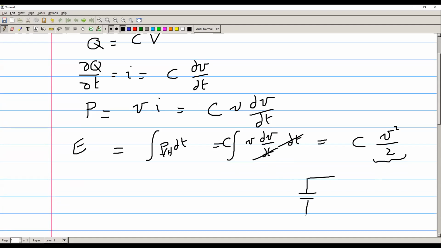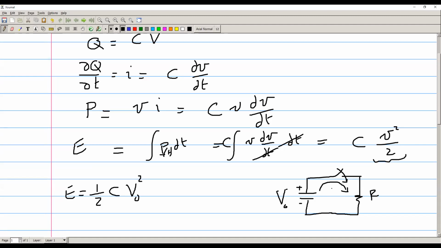If, for example, I have a particular capacitor with a particular voltage V naught, then it has an energy of 1/2 C V naught squared. If I connect this to a resistance R and flip the switch on, what's going to happen? The capacitor will discharge through the resistance as we saw last time. This discharge will make the energy become less because V is going to go all the way down to 0.